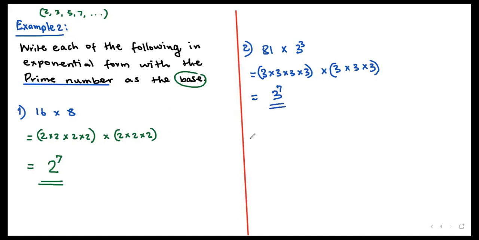Okay, let's have number 3. We have 4 squared times 6 cubed. So what should I write? 4 times 4 and 6 times 6 times 6. Very good. So is this finished or not finished? Not finished. What is the next step?